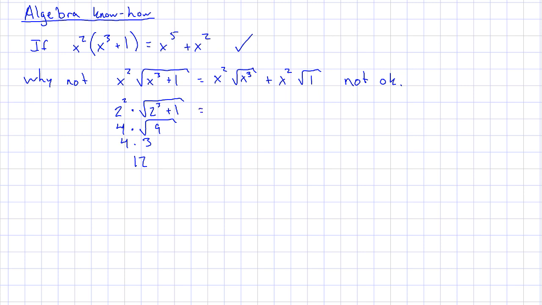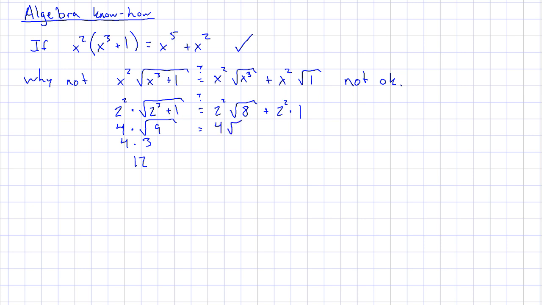If I consider the other side, I have 2 squared times the square root of 2 cubed, which is 8, plus 2 squared times the square root of 1, which is 1. And I'm going to put little question marks above the equal sign because I want to be clear that they are not equal. We're trying to decide if they are.